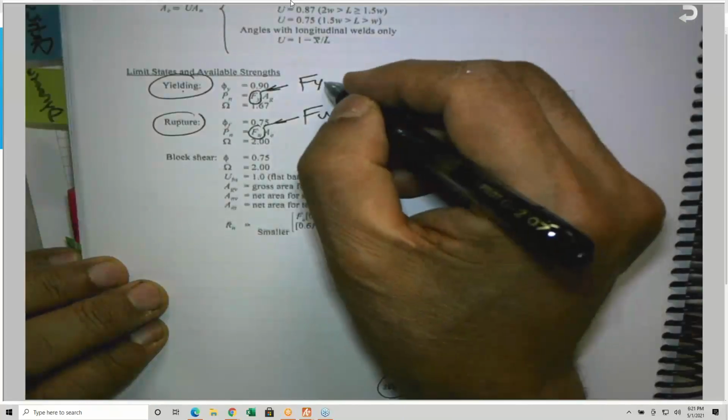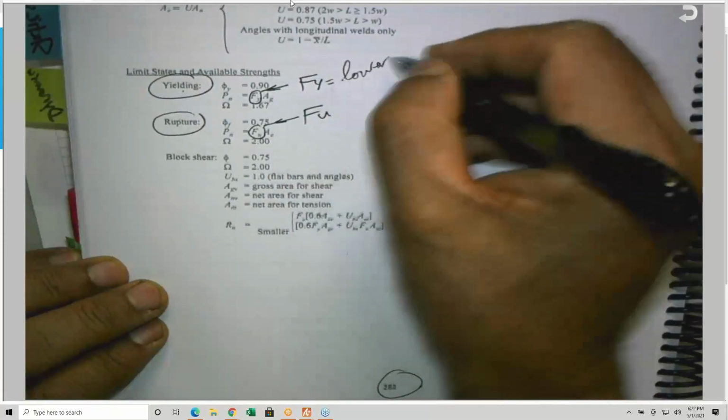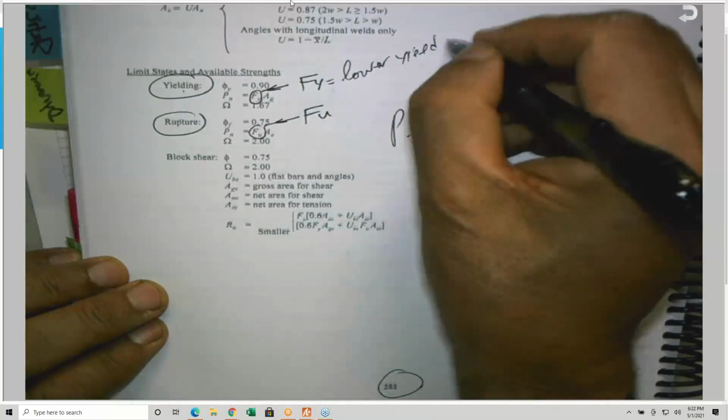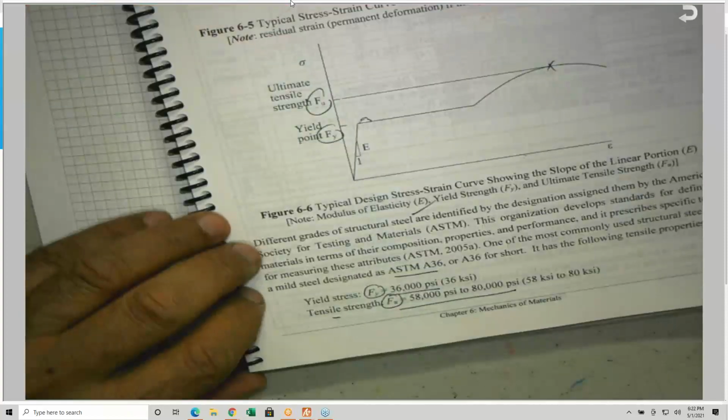But F sub Y, the one listed in the steel manual, is a lower yield point. They ignore the upper yield point, as I told you, because it's a transition for short duration, which is this hump here. Okay.